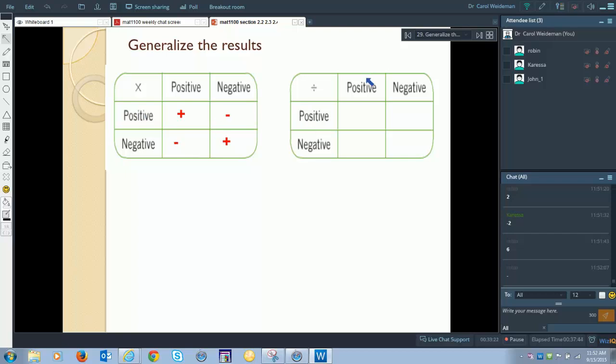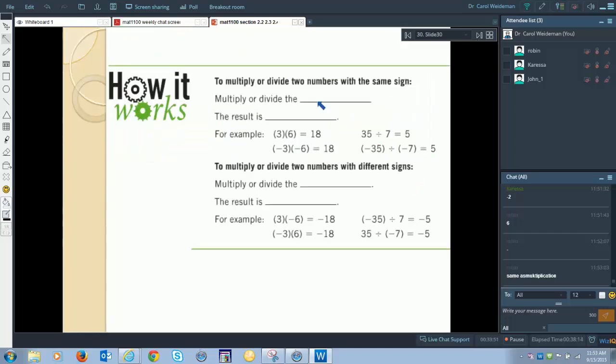Now what about dividing? Positive divided by a positive gives me a positive. Now how about a positive divided by a negative? I get a negative. A negative divided by a positive gives me a negative, and a negative divided by a negative gives me a positive. So again, notice what's happening here. Same signs, same as multiplication, absolutely. So they're really just opposite operations, but the same rules are going to apply.